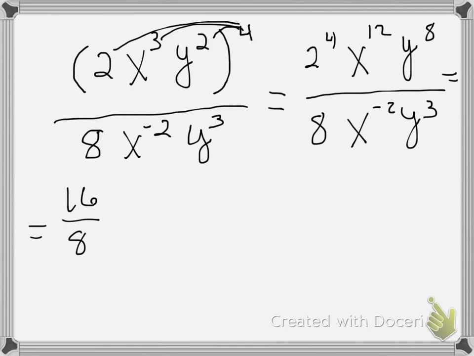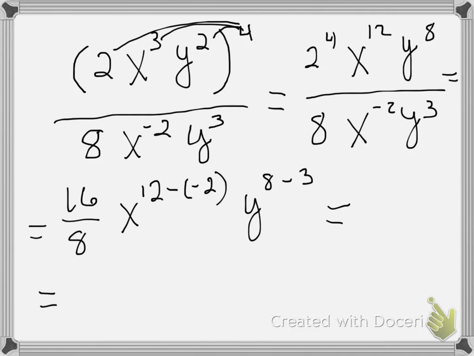Okay, now 2 to the 4th power is 16, and I'm going to write that over 8. And then I'm going to go x to the 12, and I'm dividing that by x to the negative 2, so I'm going to go minus negative 2. And then I've got y to the 8th power, and I'm dividing that by y cubed, so I've really got 8 minus the 3rd power. And that's all going to equal 16 divided by 8, commonly referred to as 2. x to the 12th minus negative 2 is x to the 14th, y to the 5th.